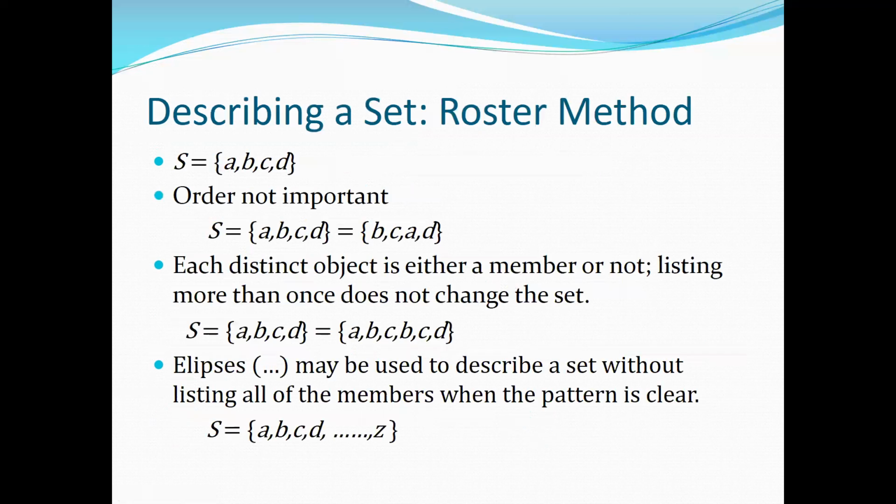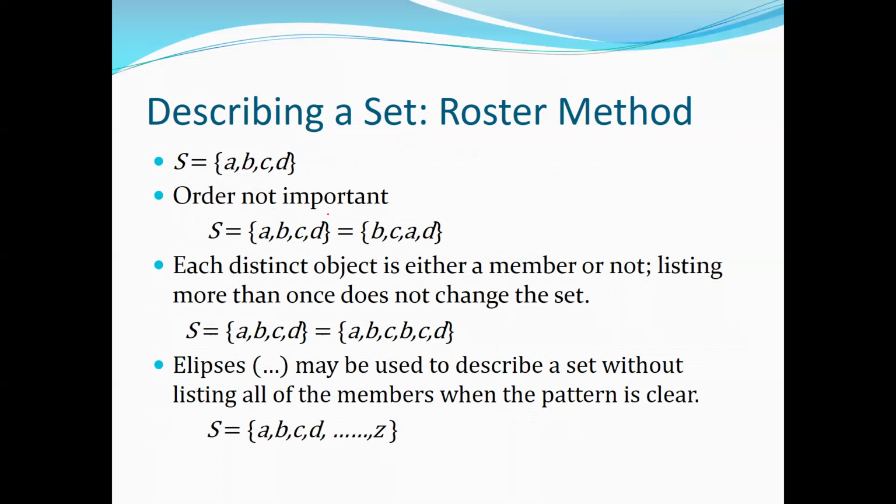Describing a set using the roster method. As I told earlier, we have two methods to define a set. One is the roster method, another one is the set builder notation. So what is the roster method? We write set S equal to, and we list all the elements, the members of the set, in curly brackets, right? So A, B, C, D are the members of the set, and we place them in curly brackets and call it the set.